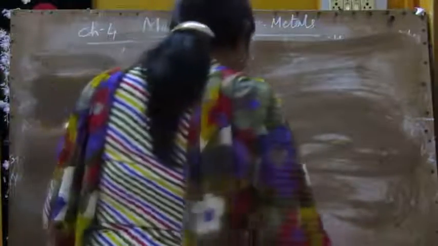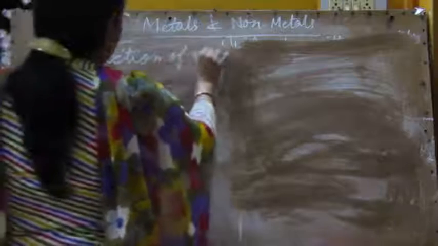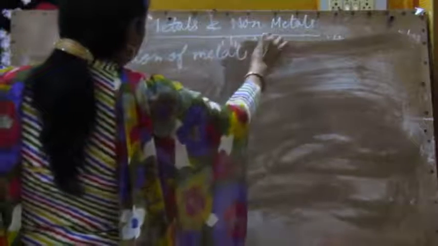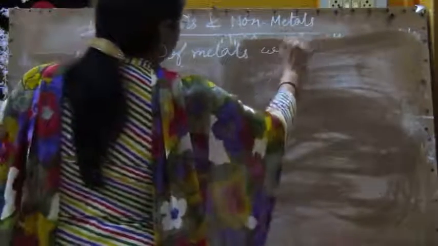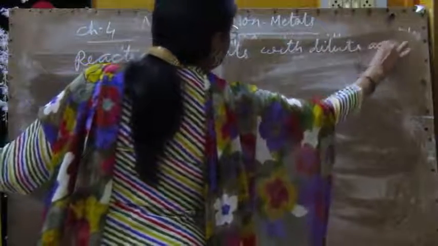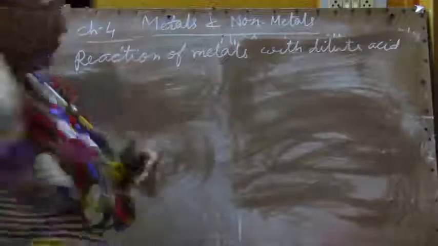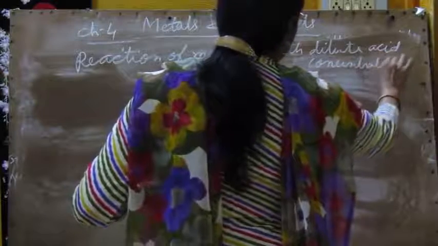Okay. Now, reactions of metals with dilute acids. What is called dilute acid and concentrated acid? Two types: one is concentrated acid.